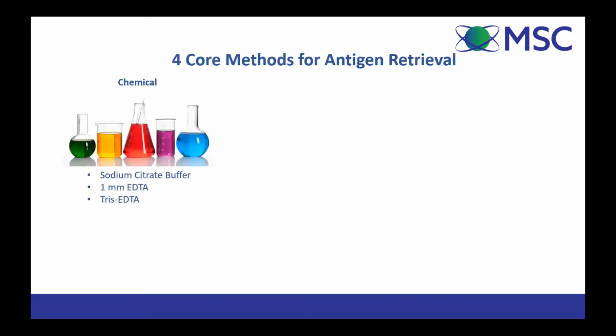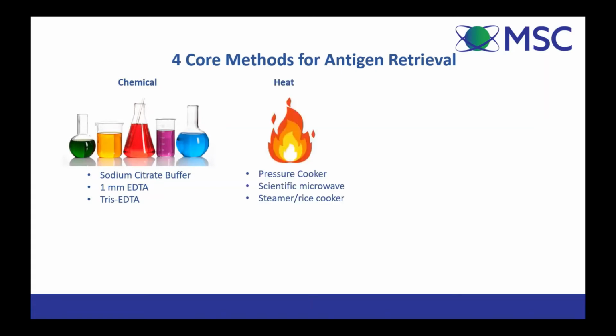So there's four core methods to doing it. You have chemical, so you can use things like sodium citrate buffers or 1 millimolar EDTA or Tris-EDTA. You can use heat, so it's very common for labs to have pressure cookers or steamers, vegetable steamers or rice cookers. These are great options.